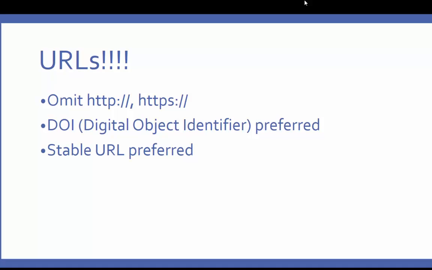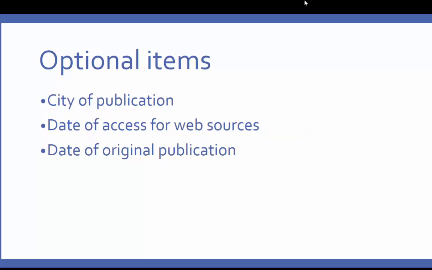Most databases will include a stable or permanent URL, which is preferred when a DOI is not available. Stable URLs omit any proxy server or other information from the link, which could prohibit the URL from working properly, and provide a permanent home for the document on the web that is not susceptible to broken links. These items are now optional in a citation and not required: city of publication, date of access for web sources, and the date of original publication.